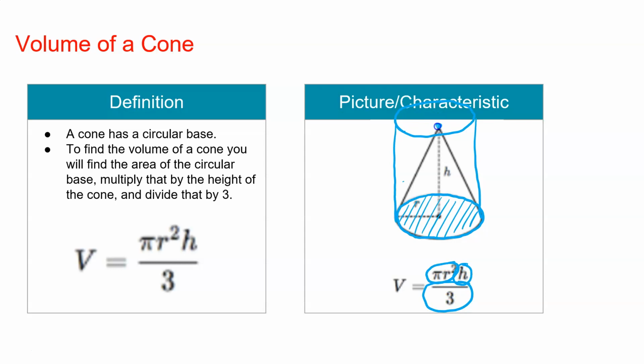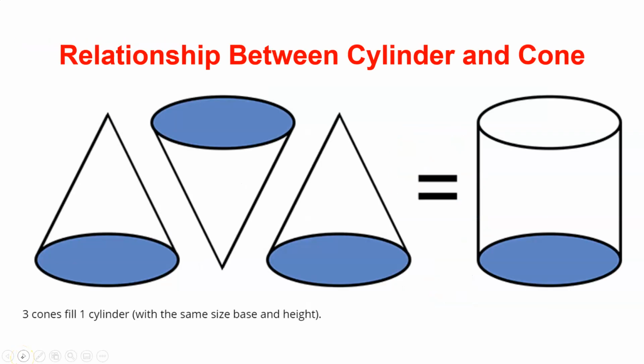Why by 3? If you take a look at this cone, the cone that lives inside of that cylinder is just a third of its size. So that's why we divide by 3, very similar to the pyramid. So the relationship between a cylinder and a cone: if you take 3 cones with the same size base and height, they will fill up 1 cylinder. You can squeeze 3 of them in there to create this cylinder. That's why we divide by 3 at the end.